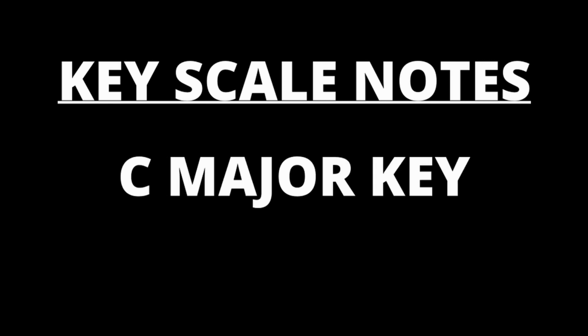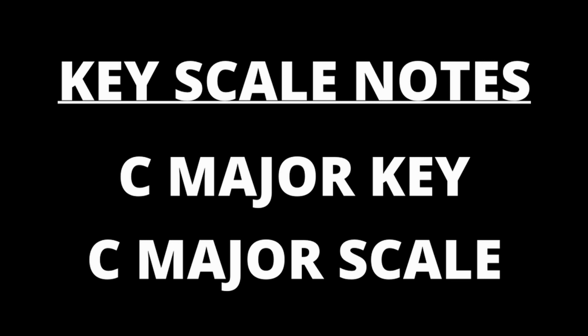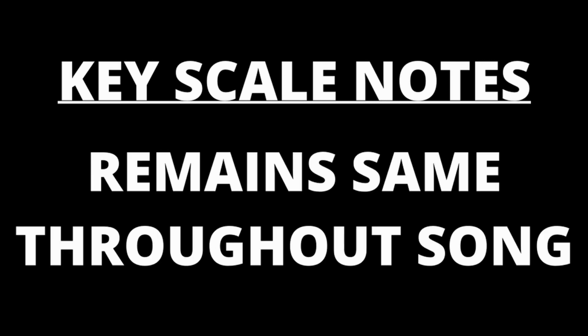Alternatively, key scale notes come from the scale relating to the key of the song. The key of a song dictates what chords sound good together. So if we have a song in the key of C major, we will use the C major scale. This will remain the same throughout the song, so it will not change with the chords like the chord scale technique did. This idea may be familiar to you if you play guitar solos over chord changes.